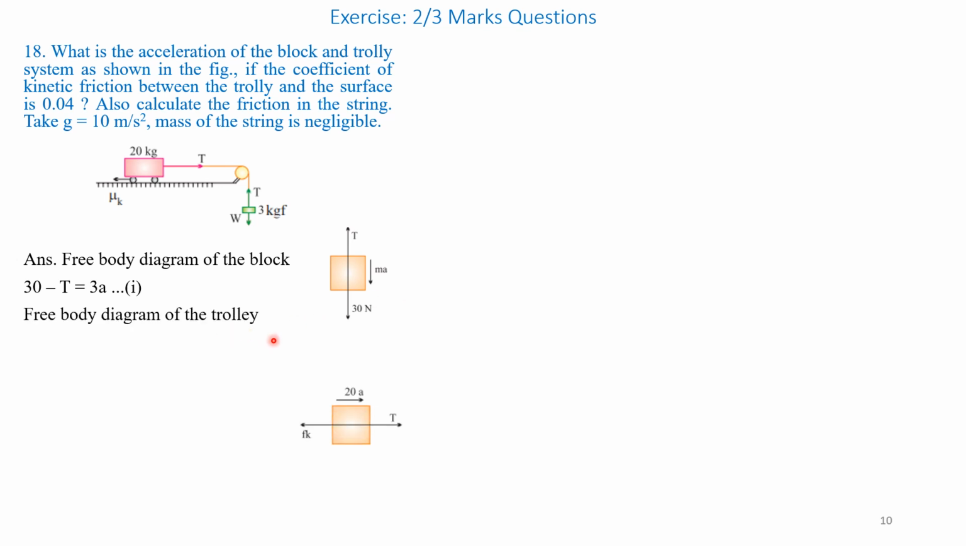The free body diagram of the trolley is shown below. It is 20 kg. Hence, the mass into acceleration, the force, is 20 into a, and Fk is the kinetic friction. Fk is the force due to friction and T is the tension on the right hand side. Hence, its equation is T minus Fk is equal to 20 into a. Let it be equation 2, where Fk is equal to mu k into N, that is equal to the coefficient of friction, given as 0.04, into 20 into 10 newtons, that is equal to 8 newtons.